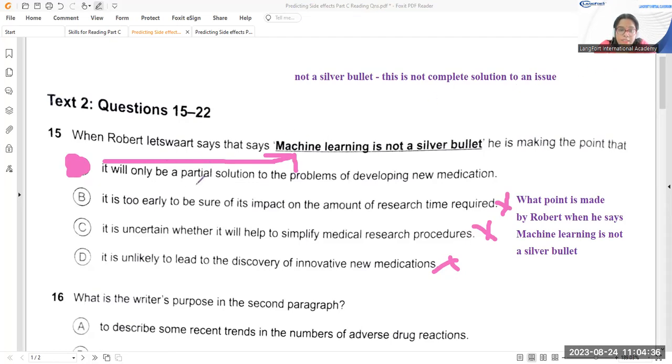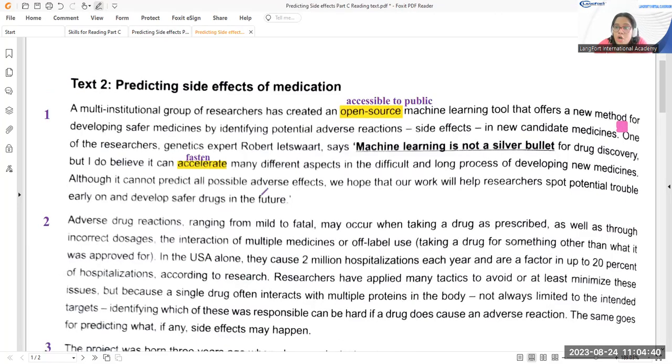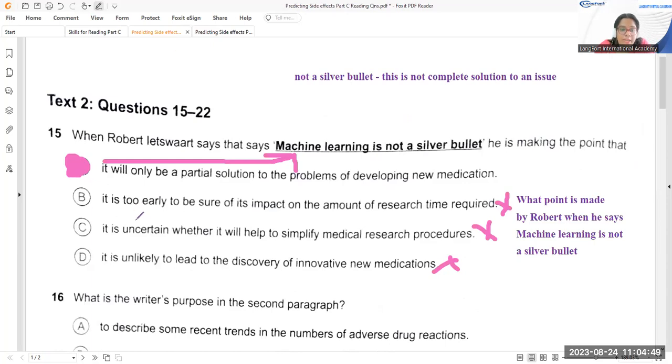Okay, so machine learning is a partial solution. See, they have said here, it cannot predict everything, but it can help us. So that means it's a partial solution. The last sentence, it cannot predict everything. Then you may feel like, C, D is the answer. He never said that it's unlikely, that it's not possible that it will lead to the discovery of new medications. Actually, it will help with the discovery, but it's not a complete solution. That's what he said.